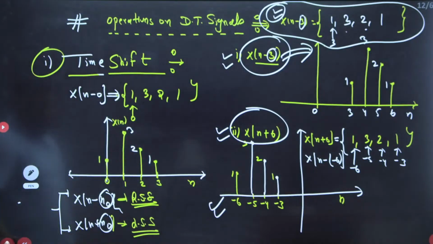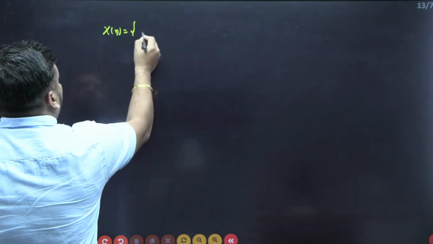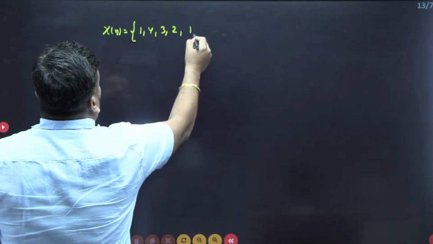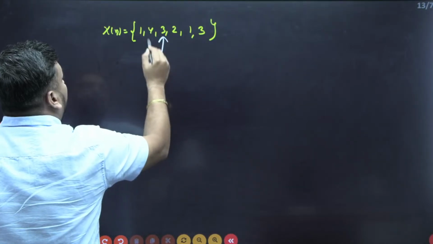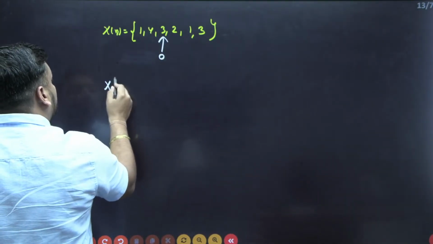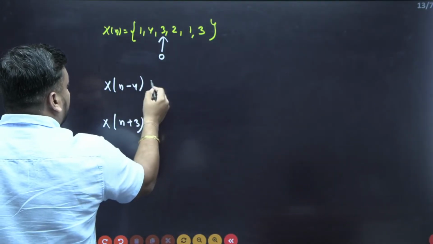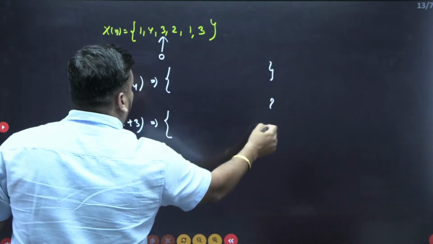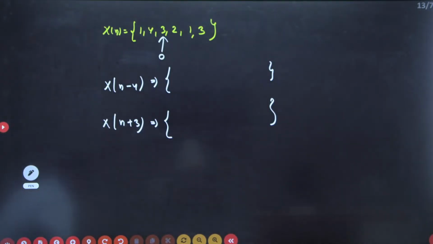Now, sir, if a question comes like this, how do we approach it? X of n is 1, 4, 3, 2, 1, 3. This is the question, and this time the arrow is at 3. Now can you please find x of n minus 4 and x of n plus 3? Just let me know where the arrow is and complete this part. I am waiting, guys.